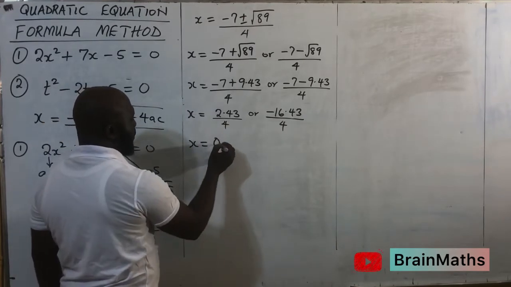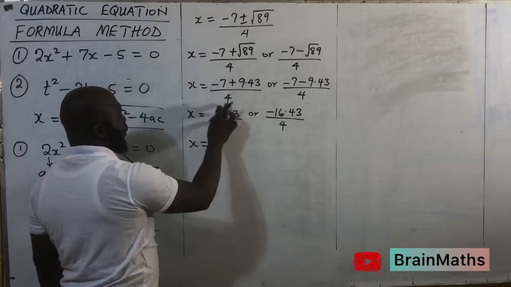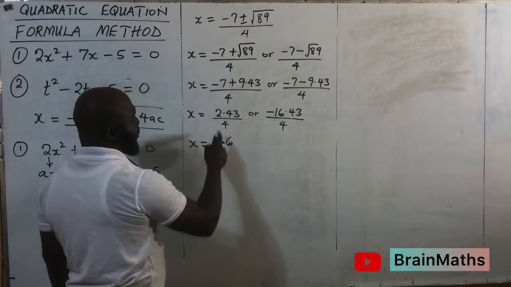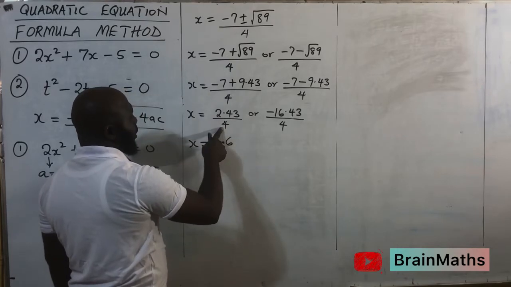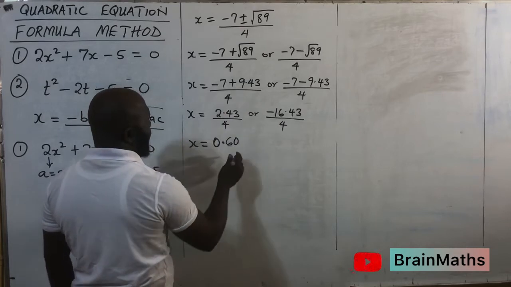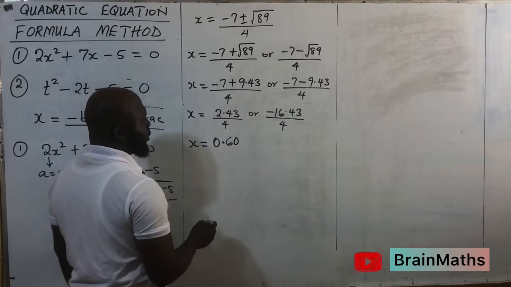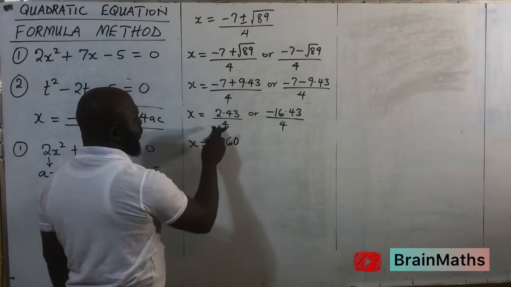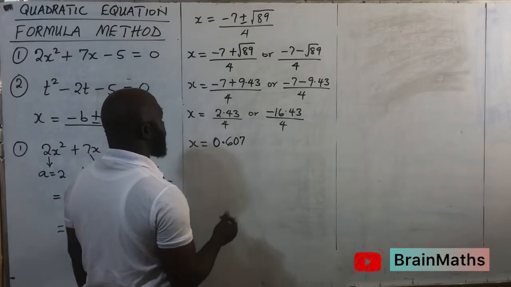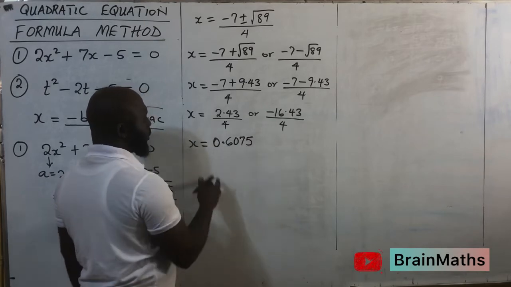So our x, how many 4 can we get in 2? That is impossible. We write 0, then 4 in 24, that is 6, remainder nothing. And 4 in 3, 0. Add 0 to the 3, that will give us 30. 4 in 30, that is 7, remainder 2.